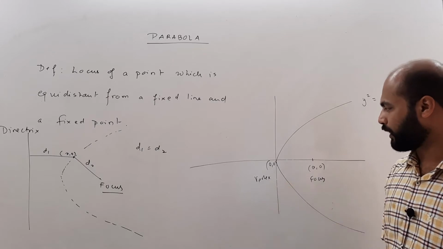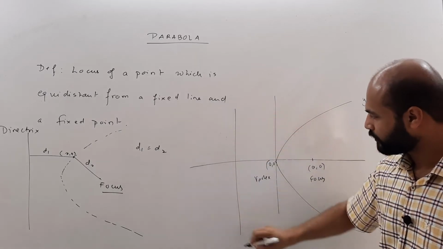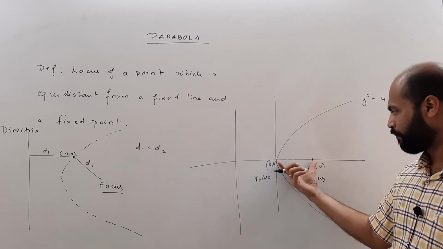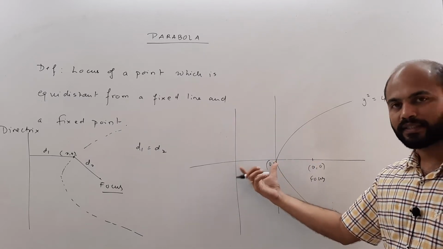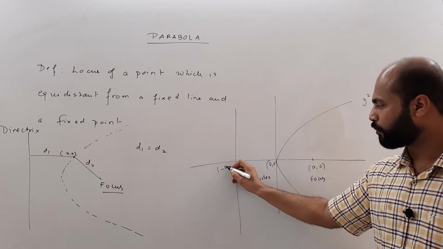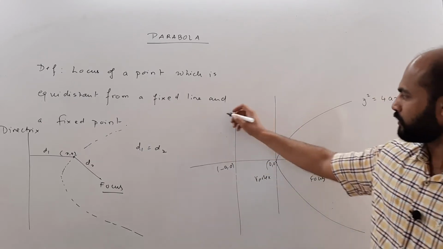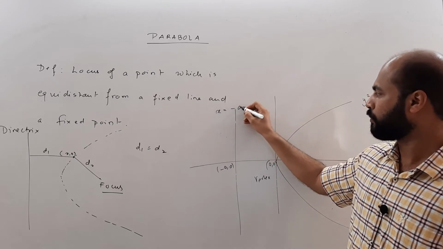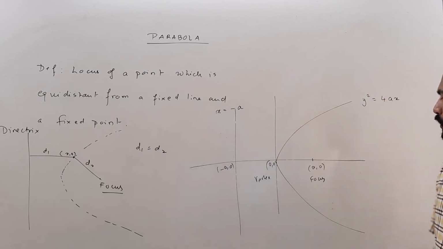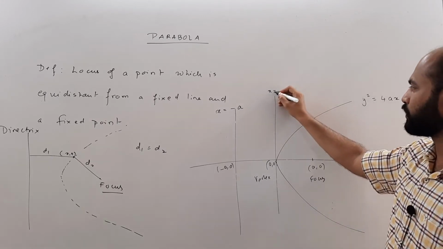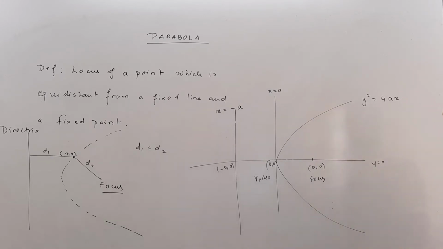So origin is the vertex, and then this line which is at an equidistant point. So obviously if this is at a distance a, then this also should be at a distance a, but this time this point is going to be (-a, 0). So the equation of this line is going to be x equals minus a. The equation of this line is y is equal to 0. The equation of this line is x equals 0. And the equation of this curve is y square is equal to 4ax.